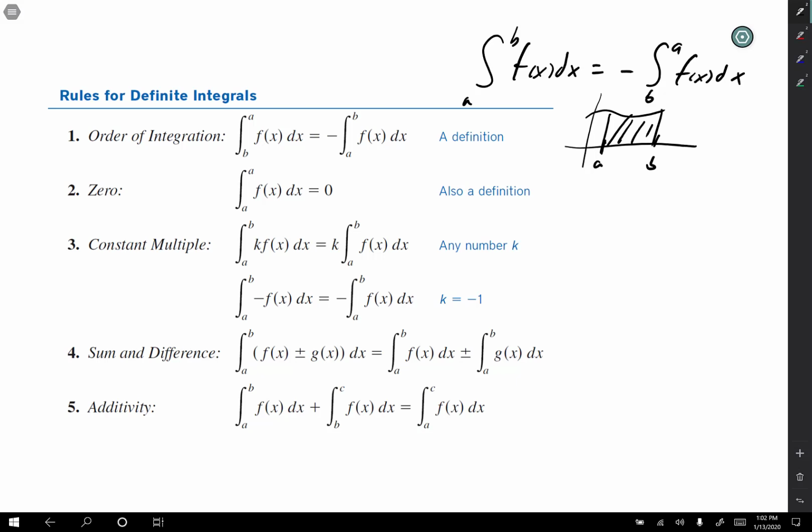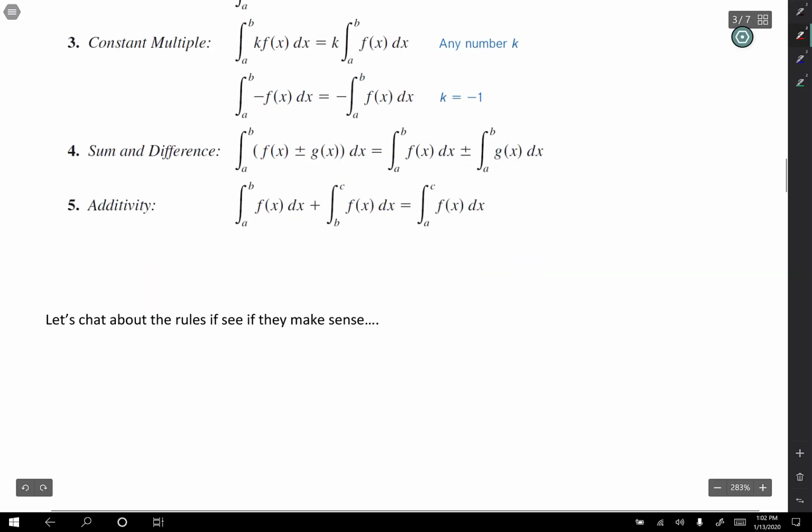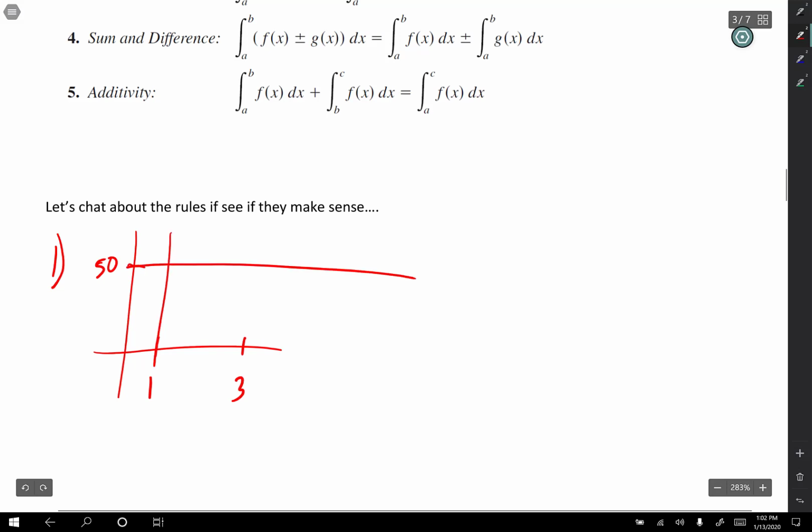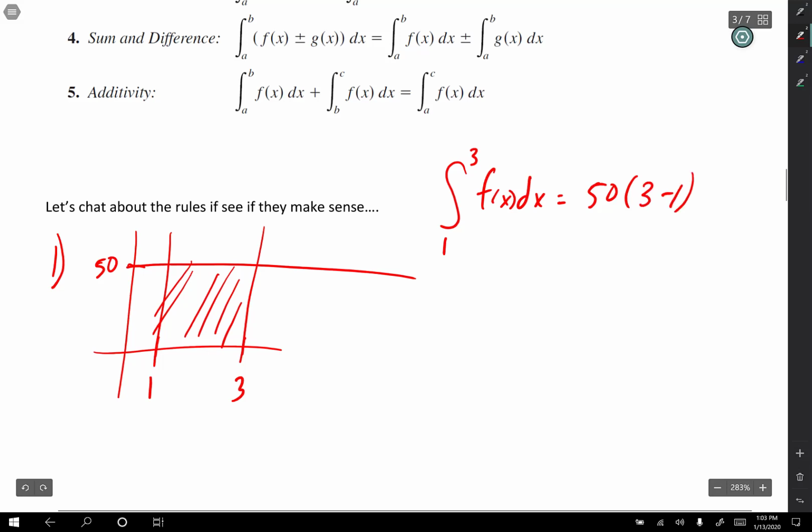Okay. I'm going to put number 1 here. Let's do a very simple one that we all know how to find the area of. 1, 3. Does everyone agree that between 1 and 3, I just have this area here, and that is just a rectangle? I know it looks like a square the way I drew it. So the area under the curve from 1 to 3 of f of x dx is the same thing as 50 times the difference between 3 and 1, 3 minus 1. And you get 100. Cool or not cool?